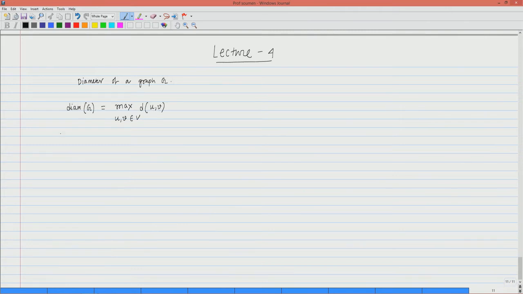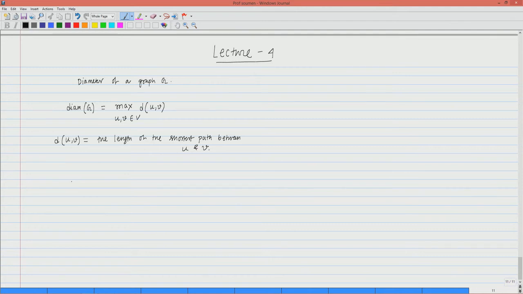So, this is computed as follows. d(u, v) is equal to the length of the shortest path between u and v. Okay. So, I will give an example to illustrate this definition.